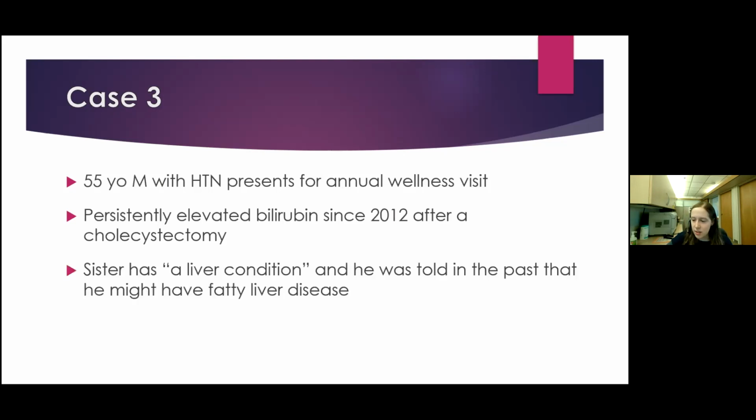He tells you his sister has a liver condition. He doesn't know what it is. He's like, maybe it's autoimmune, I'm not really certain. And he was also told in the past that he might have fatty liver disease, because for whatever reason, he actually got a liver biopsy when he had his cholecystectomy, for reasons that are kind of unclear to me. But you look at him on exam, and he doesn't have any stigmata of chronic liver disease that you can tell.